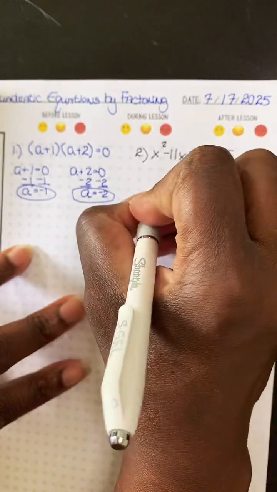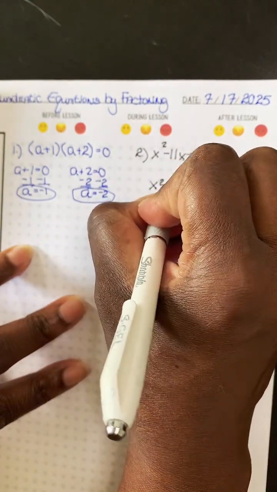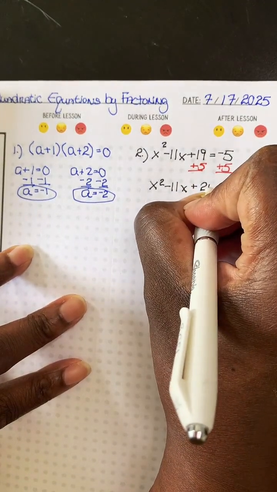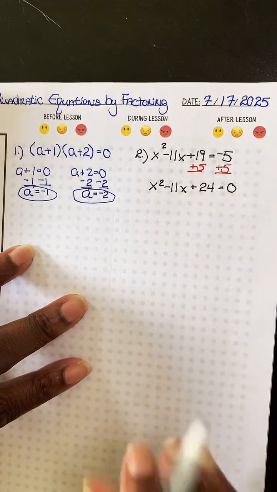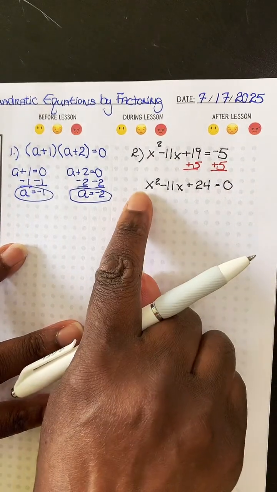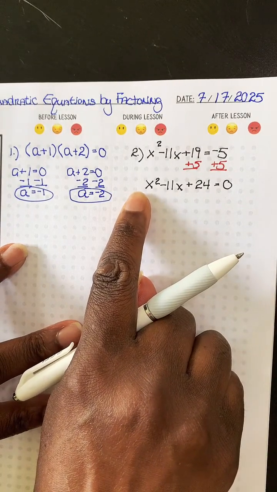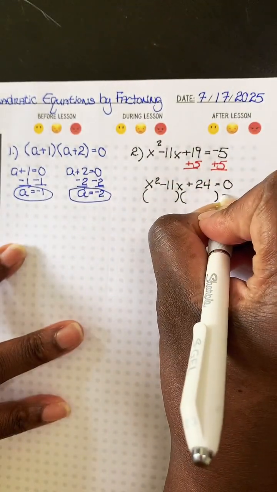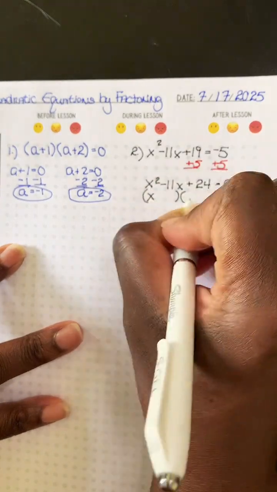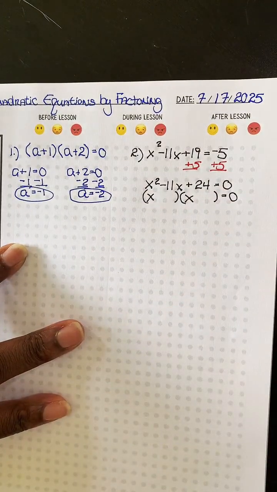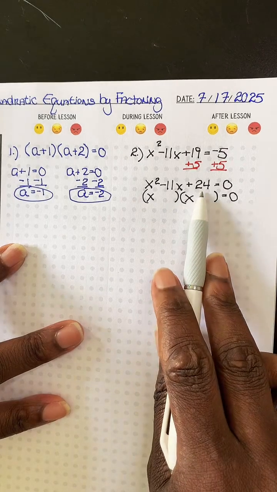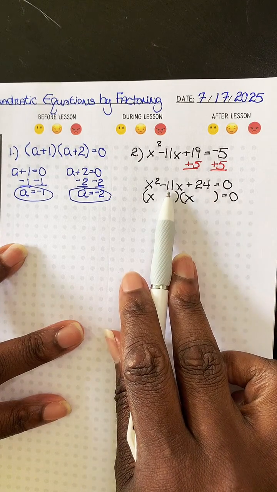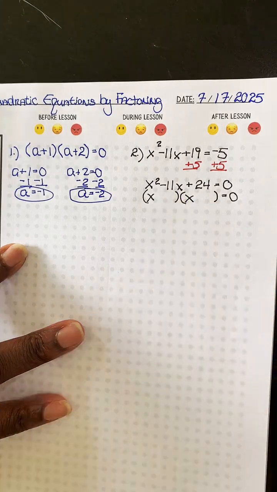So we have x squared minus 11x plus 24 equals 0. So now, since my leading coefficient is 1, that means I can go ahead and split my x's. So now we have to think. What two numbers multiplied together will give me a 24 and add together to give me a negative 11?